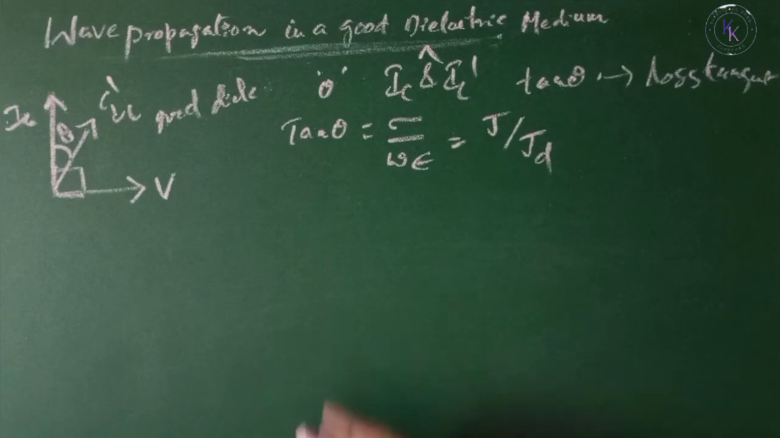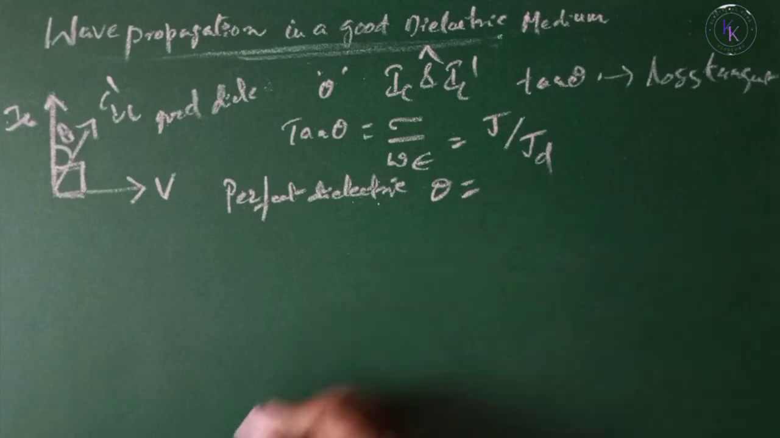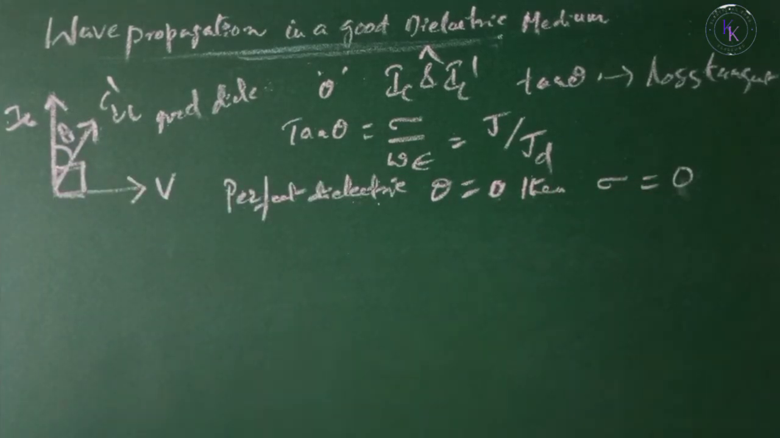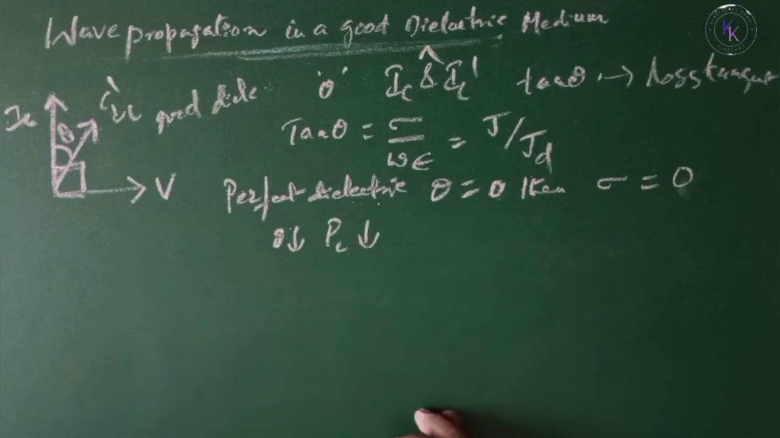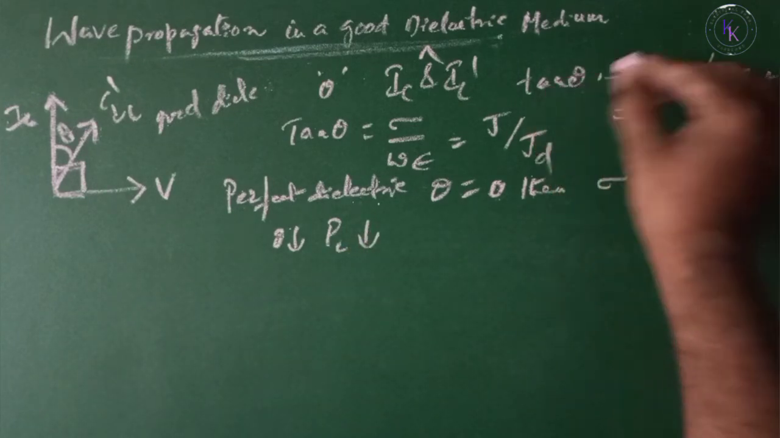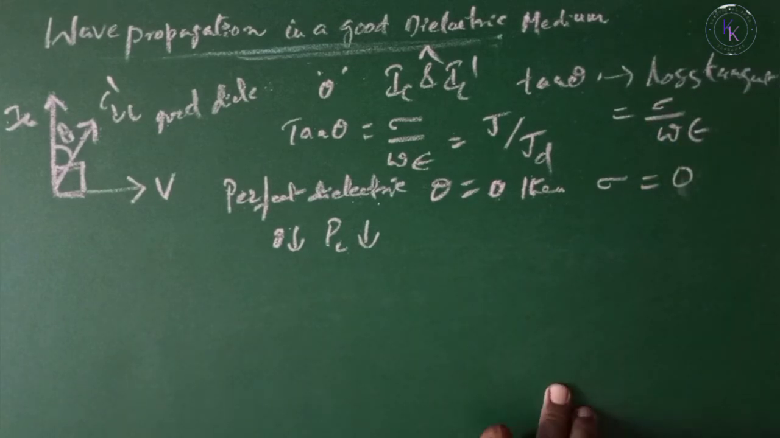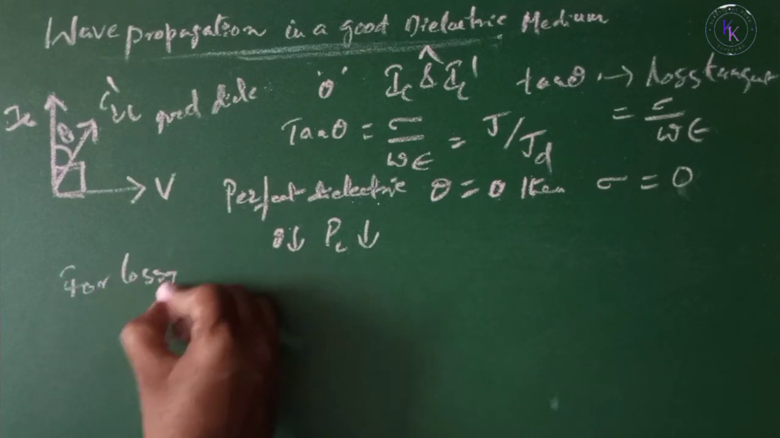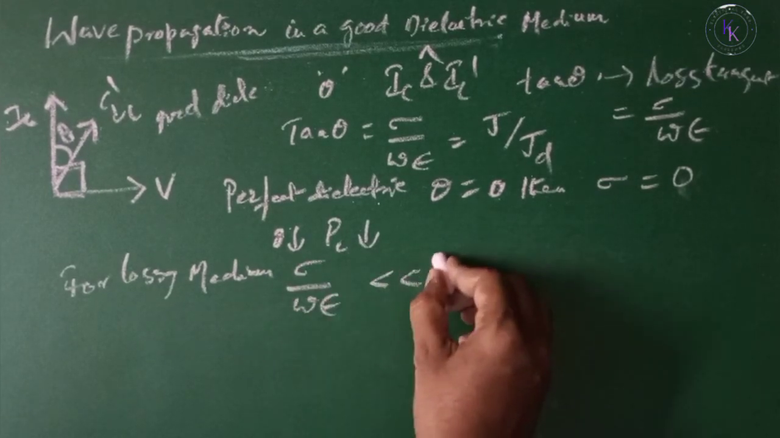For a perfect dielectric, theta equals 0 and sigma equals 0. The smaller the angle theta, the lower the power losses. Hence, the loss tangent, tan theta or sigma by omega epsilon, plays an important role in wave propagation. For a lossy medium, sigma divided by omega epsilon is less than 1.